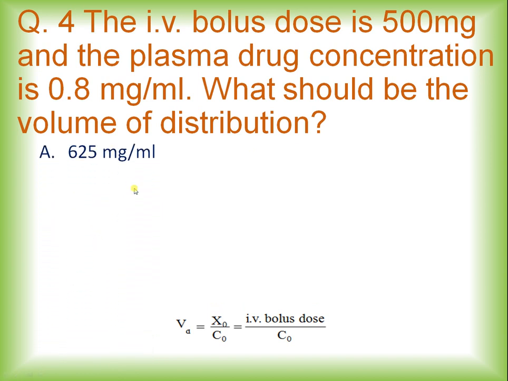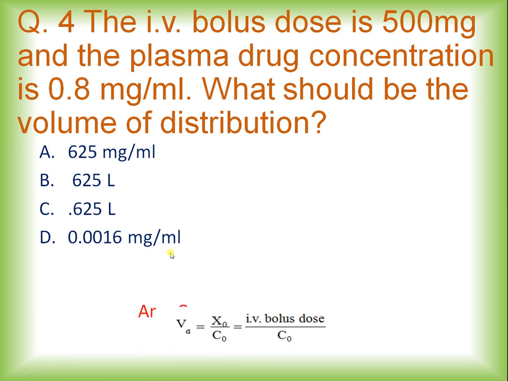So the options given are 625 mg per ml, 625 liters, 0.625 liter, or 0.0016 ml per ml, and the right answer is option C, that is 0.625 liters.